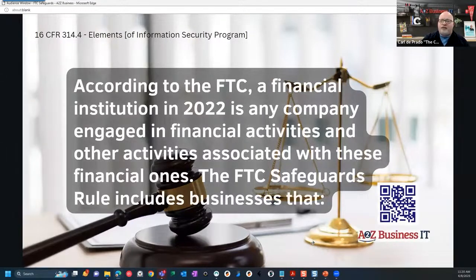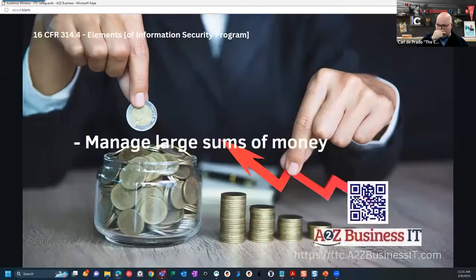So let's talk about who this falls under, what business types we are talking about. In 2022, the FTC said a financial institution is identified by any one of these activities. There's some more on top of that, but here are a couple of them. If you manage large sums of money, directly or indirectly, or you're in charge of trusts and estates, you have that information. So that's not just businesses. You can be a trust attorney with a large amount of such information, where that falls under. That can be important to you as well.